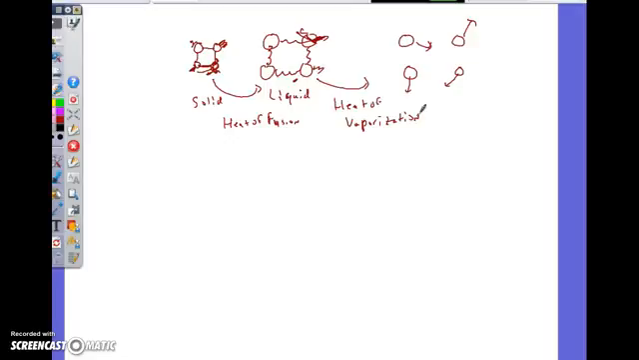So the formula for how much heat it takes to heat something up is fairly simple. The heat necessary is equal to the mass of the sample you're trying to melt times the heat of fusion. And then if you want to vaporize it, it would be the mass times the heat of vaporization. Again, those are also on your formula sheet that I've given you.